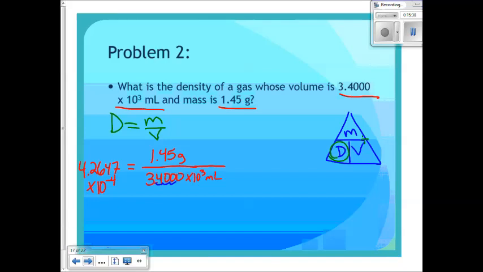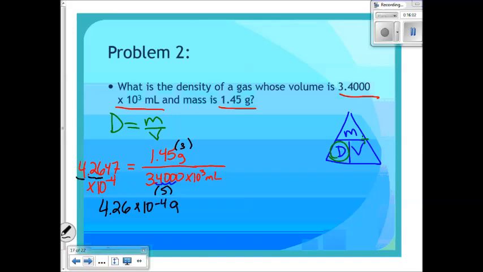Now we have to look at our significant figures. How many does this one have? 3. How many does this one have? 5. So how many do we go with? 3. We keep the 4, keep the 2. What do we do to the 6? Round. But do we round it up or leave it a 6? Leave it a 6. Good.